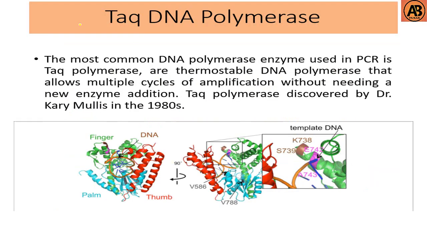Then here we can see the Taq DNA polymerase, and the most common DNA polymerase enzyme used in PCR is Taq polymerase. Taq polymerase is a thermostable DNA polymerase that allows multiple cycles of amplification without needing a new enzyme addition. Taq polymerase was discovered by Dr. Kary Mullis in the 1980s.